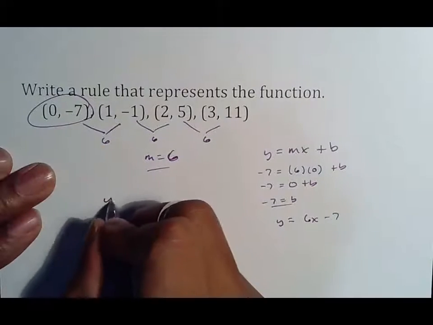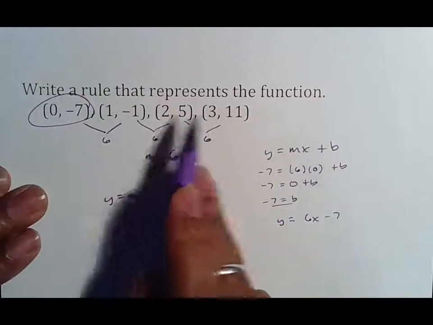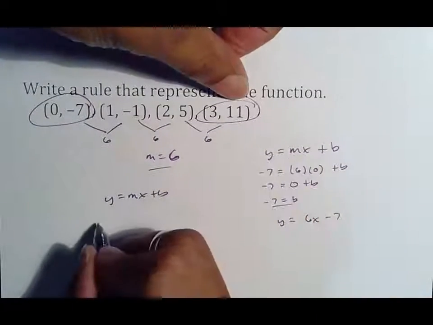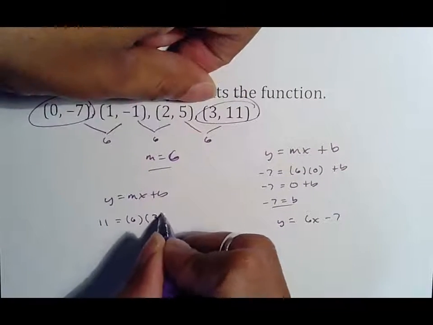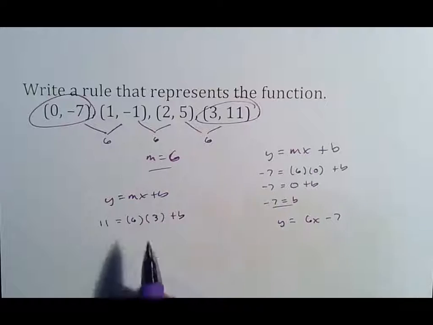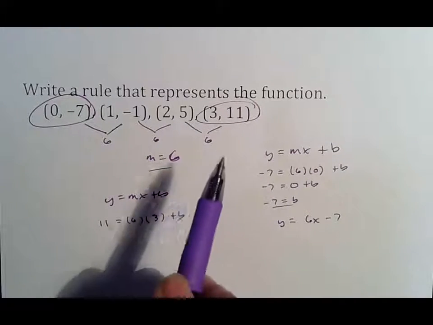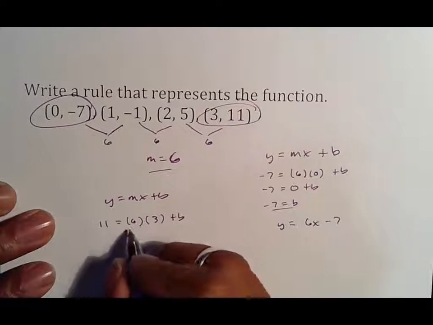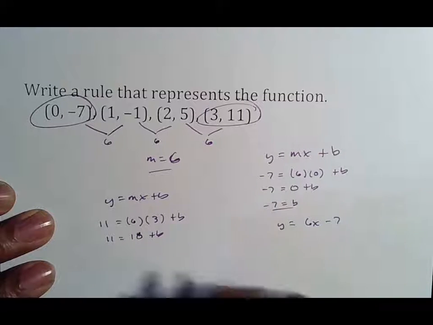But just to prove it, I'll pick a number like 7. 1, 2, 3, 4, 5, 6, 7. So I'll use this one. And if I was to use that one, it would be 11 equals 6 times 3 plus b. You don't have to do the second one, but I'm showing you that it doesn't matter which point you pick, but you must pick one. And I suggest that when you pick it, you circle it so you don't get confused as to what you're working with. Anyway, 11 equals 18 plus b.